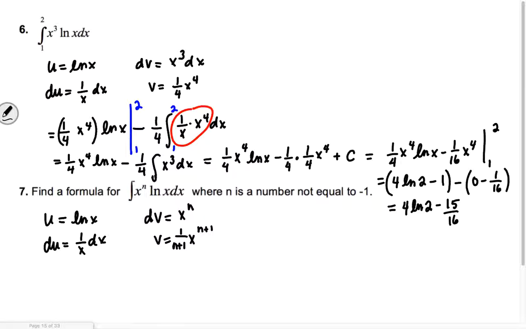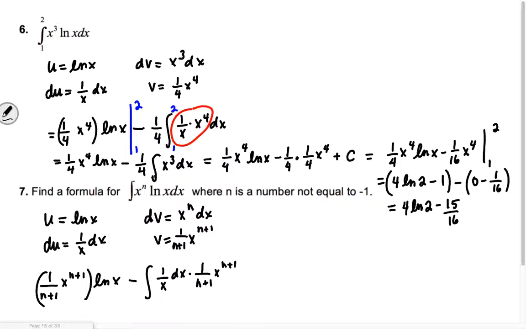All right, so I get that. Forgot my dx up there. I told you I would do that. I do that all the time. And then we do our u, v. So I do 1/n plus 1, x to the n plus 1, times natural log of x, minus 1/x dx, times 1/n plus 1, x to the n plus 1. Okay, so I know there's a lot of symbols, a lot of variables. We got this. The n is some kind of number. N is a constant.